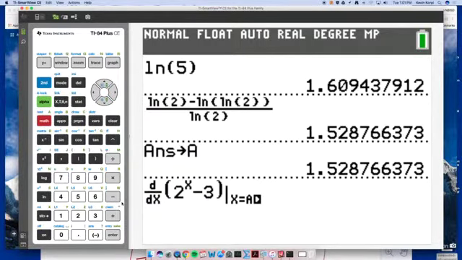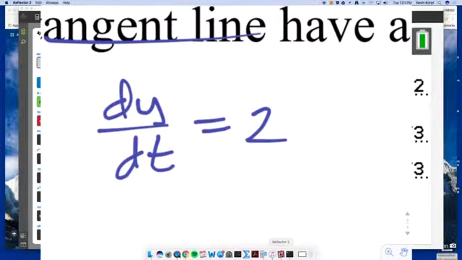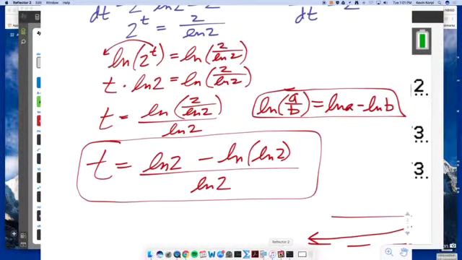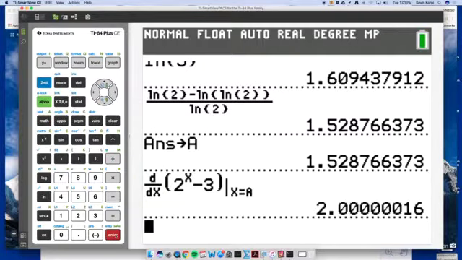And if the calculator is correct, I should end up with what? Remember what we were trying to do? We were trying to figure out where the slope was 2. So if the calculator is worth having as a tool, it should tell us 2. Stupid. It doesn't tell us 2, does it? Or is that the calculator's way of saying 2? That's the calculator's way of saying 2.